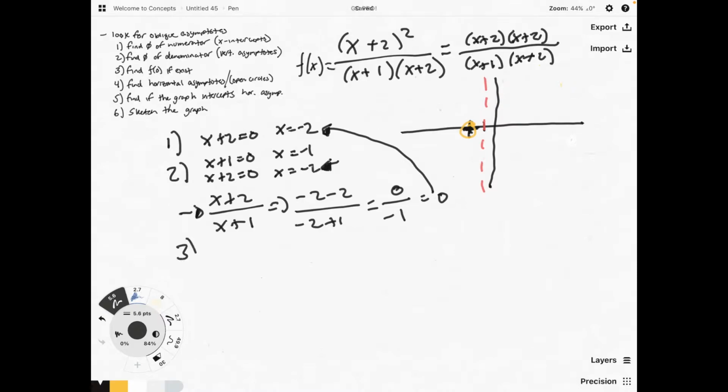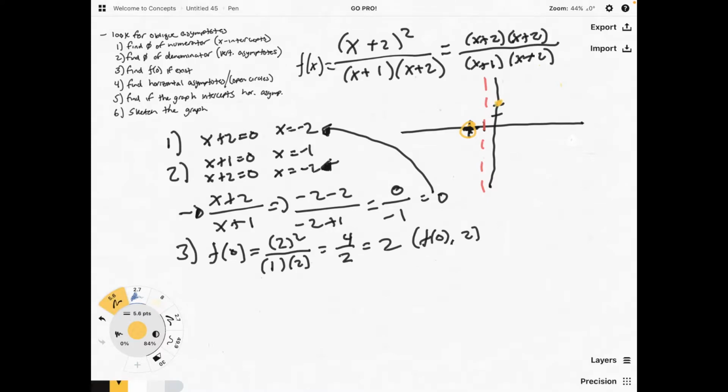Now step 3 says to find if f of 0 exists. When we plug 0 into our original function for all our x values, we're going to get 2 on the top squared and divide that by 1 multiplied by 2. This gives us 4 divided by 2, which is equal to 2. So at f of 0, we're going to get a value of 2. So we're going to plot that. If we go f of 0, we will go up 1, 2, and this is where our point's going to be.